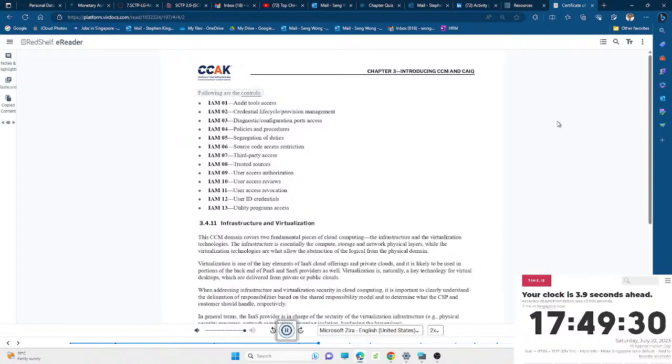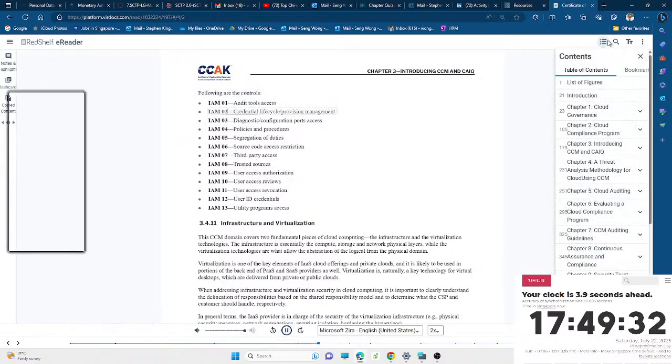Following are the controls: IAM-01 Audit Tools Access, IAM-02 Credential Lifecycle/Provision Management, IAM-03 Diagnostic/Configuration Ports Access, IAM-04 Policies and Procedures, IAM-05 Segregation of Duties, IAM-06 Source Code Access Restriction, IAM-07 Third-Party Access, IAM-08 Trusted Sources, IAM-09 User Access Authorization, IAM-10 User Access Reviews, IAM-11 User Access Revocation, IAM-12 User ID Credentials, IAM-13 Utility Programs Access.